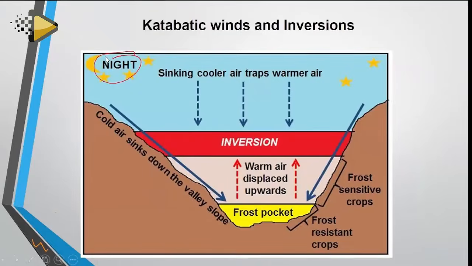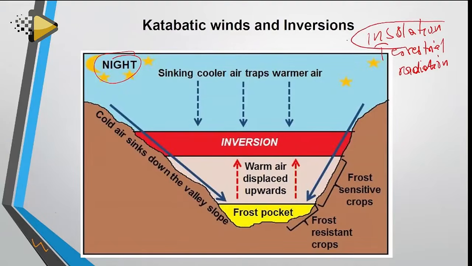During the day and during the night, we have two processes taking place. During the day, we have insolation and we have terrestrial radiation. For day and night, we have terrestrial radiation, and for day, we have insolation and terrestrial radiation. But during the night, insolation stops because there is no sun. So we are only left with terrestrial radiation, which is the radiation by the Earth's surface.